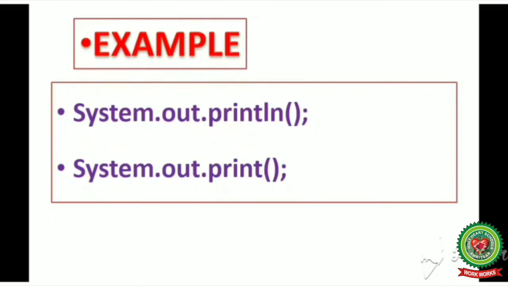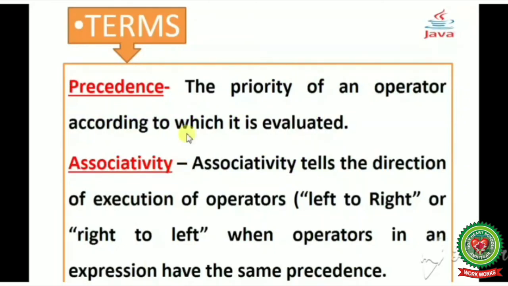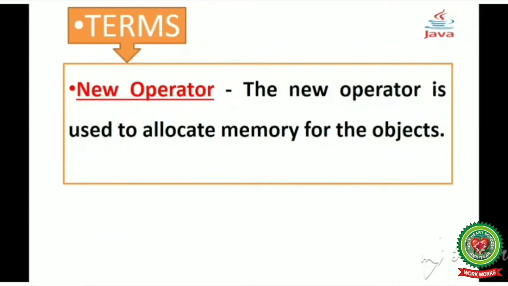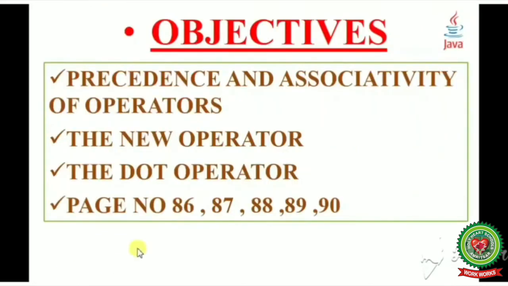Clear, students? So students, today we have discussed the terms precedence and associativity, and we have also discussed the new operator. The objectives that we have discussed are precedence and associativity of operators, the new operator and the dot operator. So students, revise the topic carefully, follow the explanation and examples that we have discussed, and in the next video we will come with the next topic.